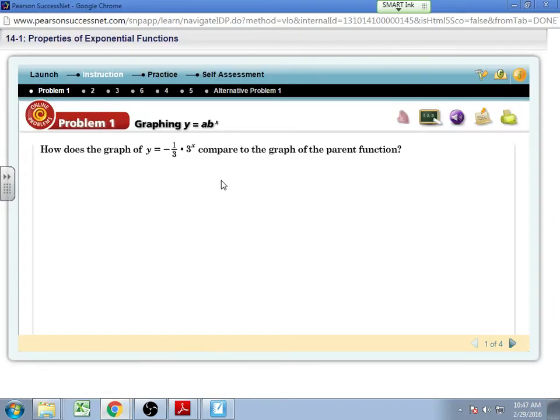Desmos is sweet. So here's our first one. We need to evaluate what negative 1/3 times 3 to the x does to the parent function. The first thing we need to decide is what is my parent function here. So I want you on your paper to write down that our parent function is what? What is the original function that has been changed or manipulated?